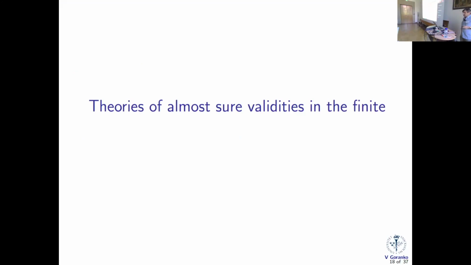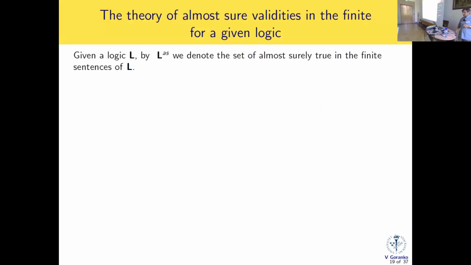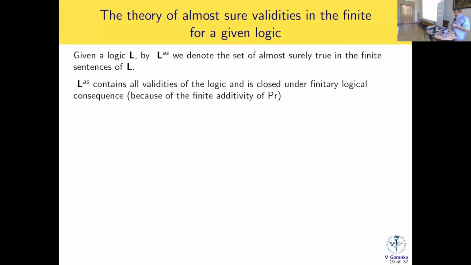So anyway, that was the brief overview of the first part of my talk, which took, of course, more time than I wanted. But I'll move to the second part now, which is focusing on the theory of almost sure validities in the finite in a given logic. So we fix the logical language, and then we consider finite models of this logic, and I denote by AS the set of all sentences of that logic that are almost surely true in the finite.